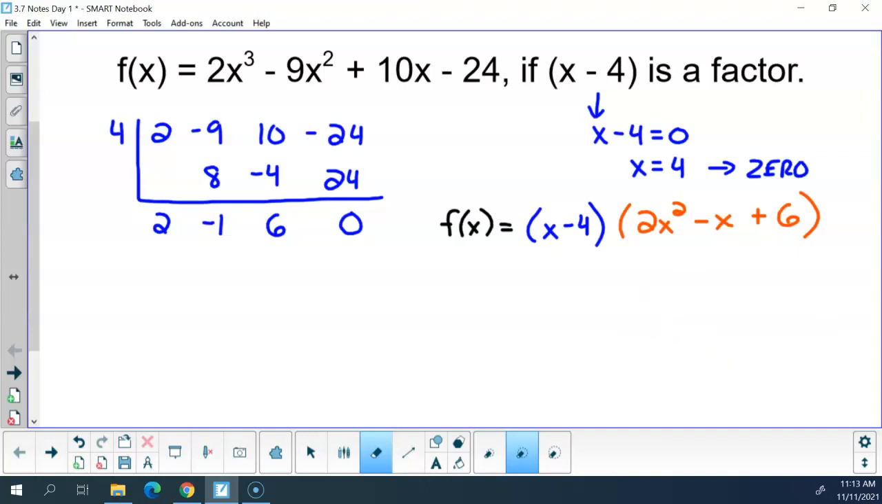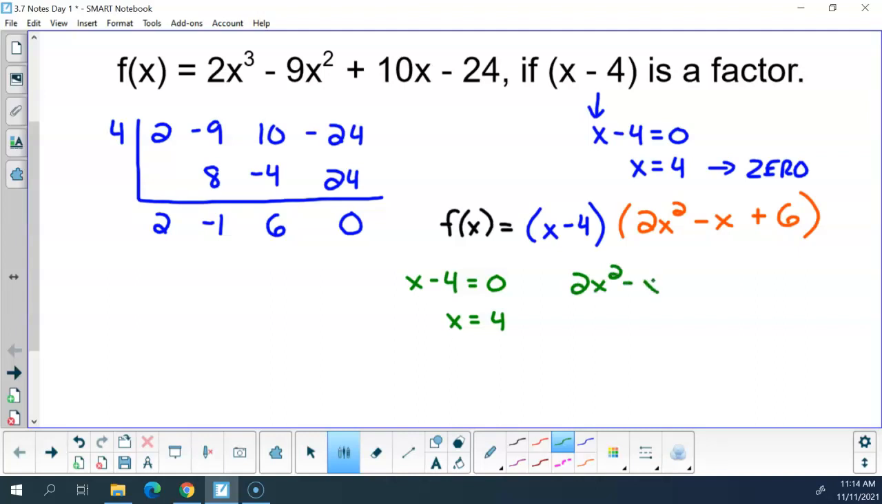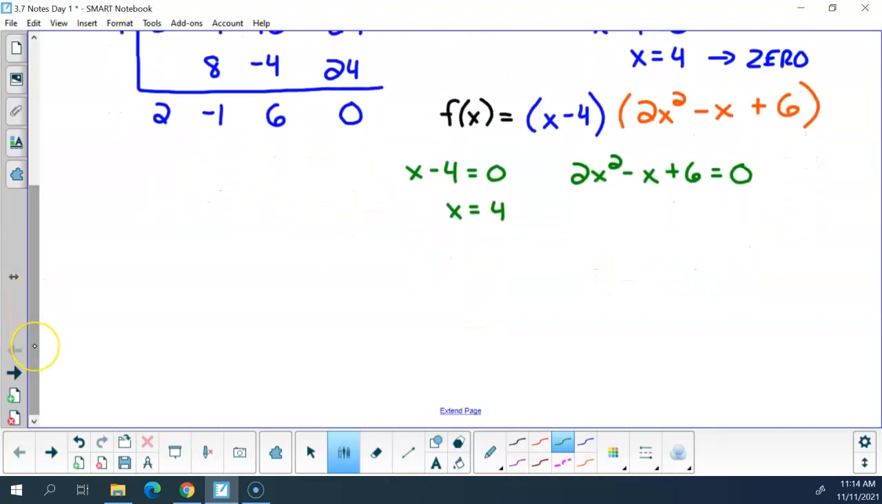So what do you want to do? I want to find the zeros. So you want to do the quadratic formula? So we're going to have to do the quadratic formula. So that's going to be x equals the opposite of b, which is positive 1, plus or minus the square root of b squared minus 4 times a times c, all over 2a.